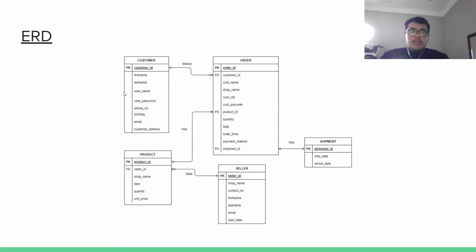Okay, now we're going to move on to ERD. So for our ERD, we have 5 tables. Table customer, order, product, seller, and shipment. Table customer, the PK is customer ID, order, order ID, product, product ID, seller, seller ID, and shipment, shipment ID. Table order have 3 FKs, customer ID, product ID, and shipment ID. Table product only have 1, seller ID.